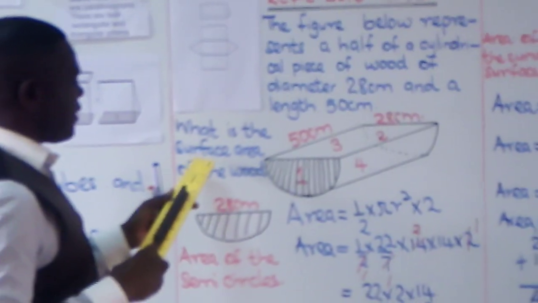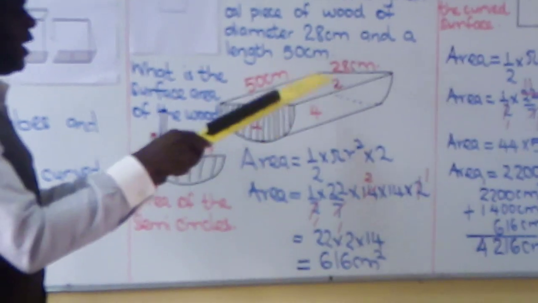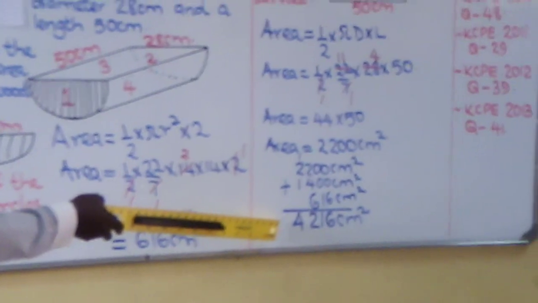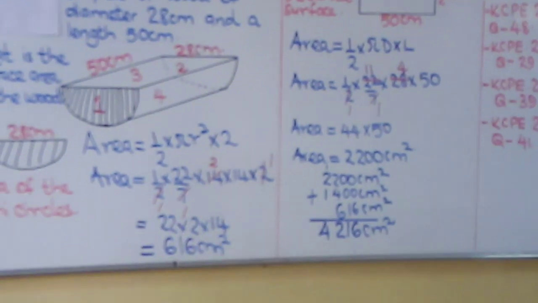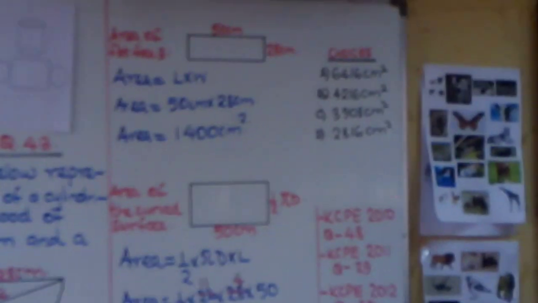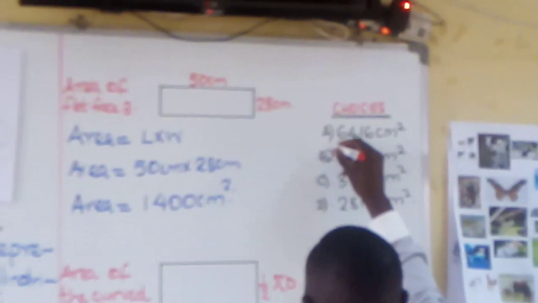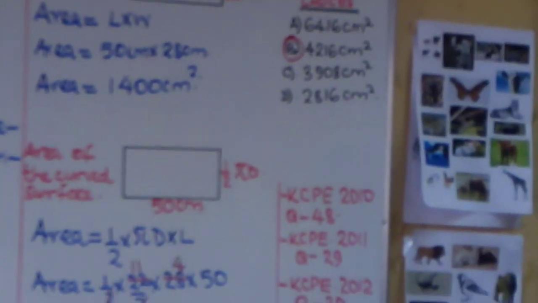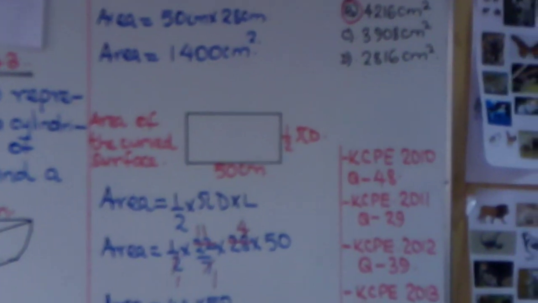We go back to the question. What is the surface area of the wood? That means this solid. And then we check if that is exactly what we calculated. And yes, that is what we calculated. Then we can go to the choices, and we will find that choice B is the right answer, boys and girls. That is how we calculate surface area of solids.